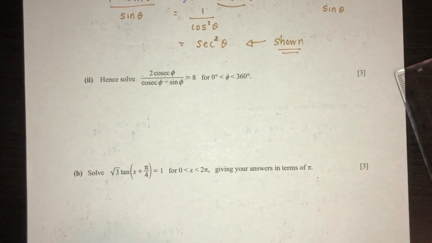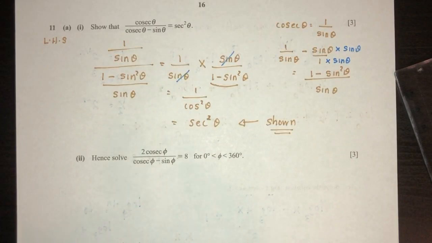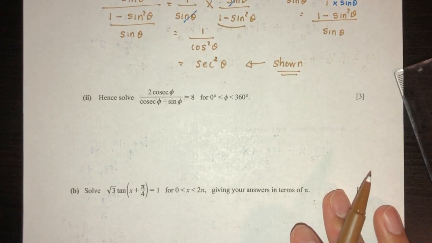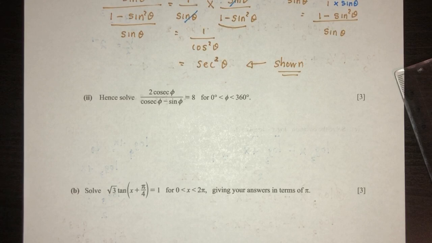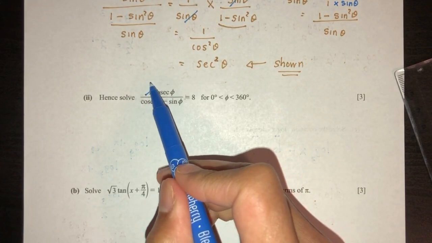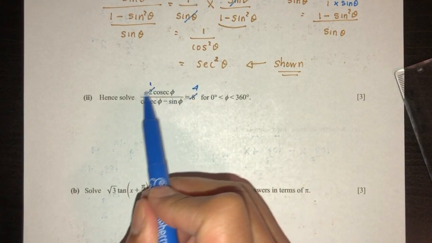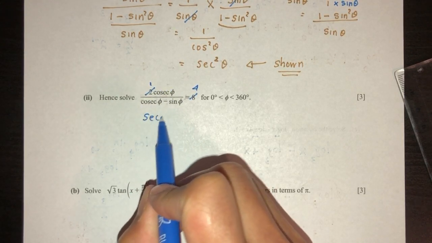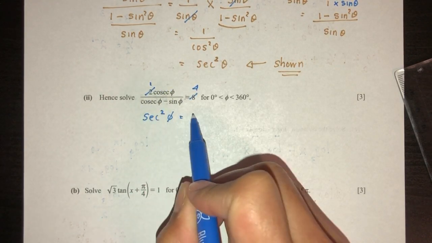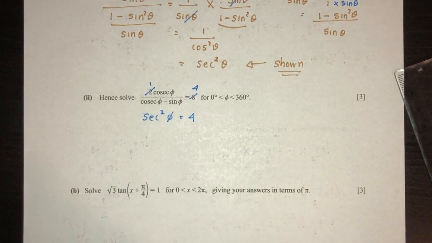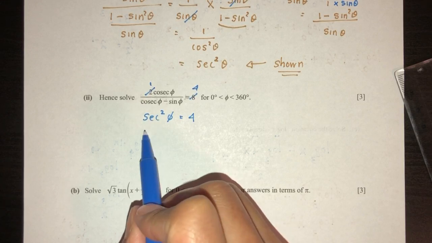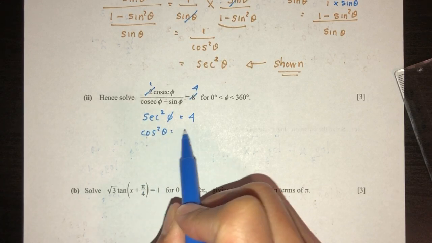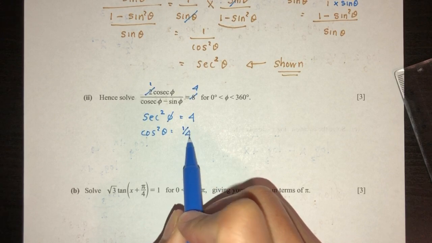Now for part B, we have to hence solve this equation. Hence meaning using the first value, as you can see here. So here we had theta, here we did not have 2, but we can simplify this. As you can see, divide by 2, that is 1, that is 4. So this here will become sec squared phi equals 4. Now let's find the values. What is this? This is 1 over cos squared theta. So cos squared theta is equal to 1 over 4.